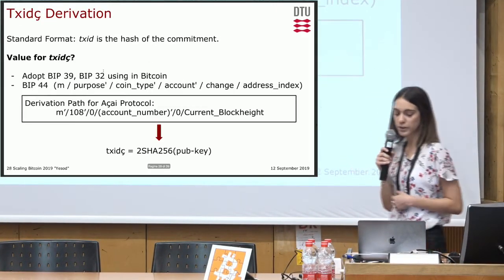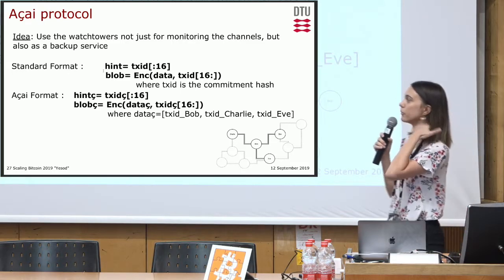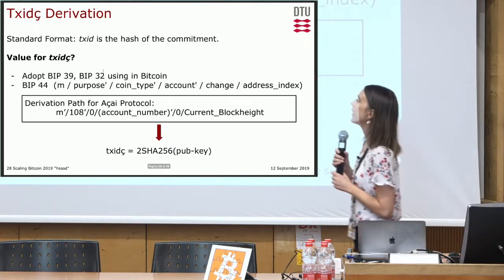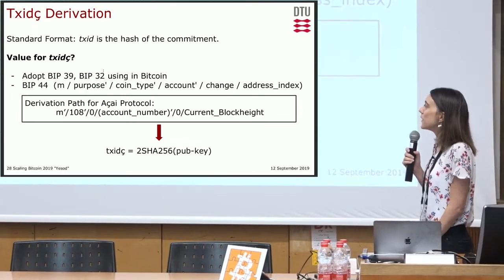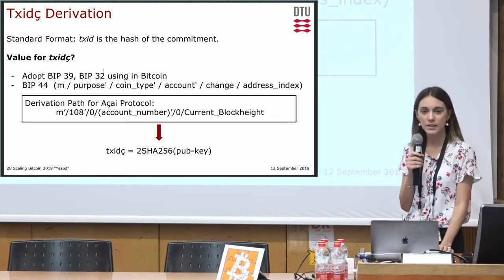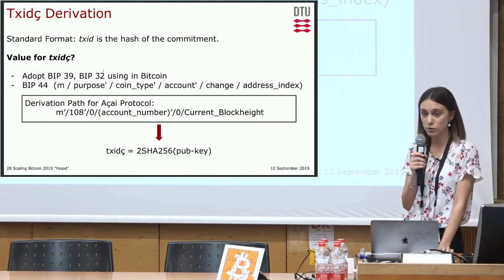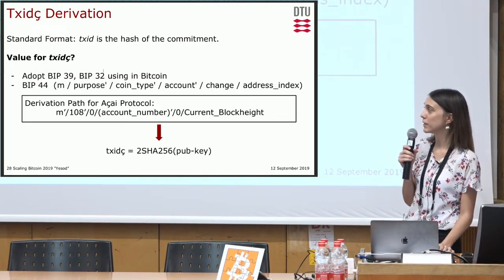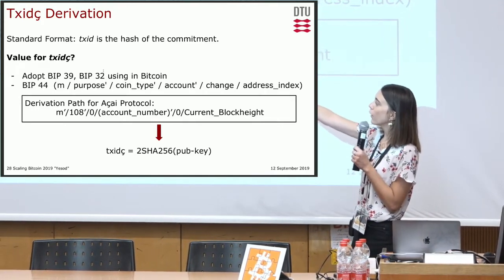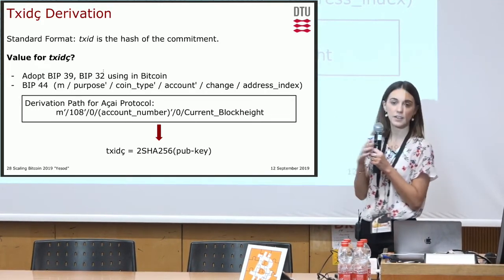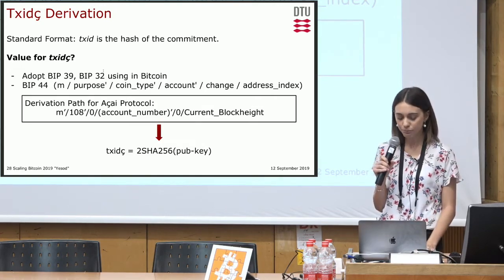Let's see more. One of the problems of this protocol is that we need a value for TXID ASI. Let's imagine that we just lose all our channel status. Which value do we still have? An idea is, for example, to use the seed. So for TXID ASI, we decided to adopt BIP39, BIP32, and also BIP44, but with some modifications. In fact, to derive the TXID ASI, we use a derivation path where the purpose is not 44, but 108, an arbitrary number that we use for the ASI purpose.